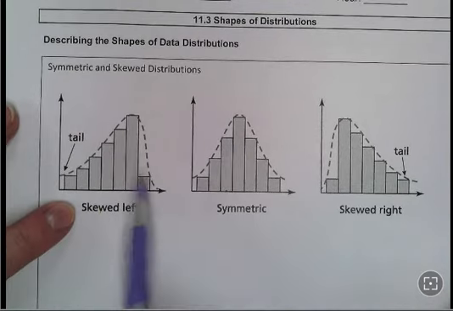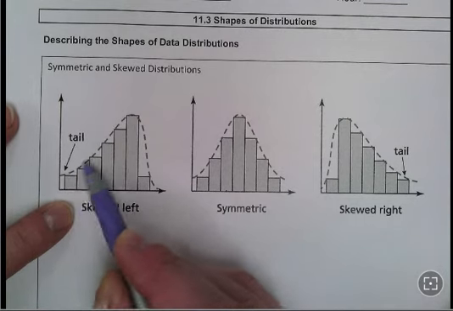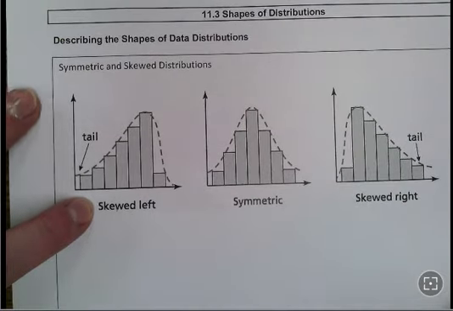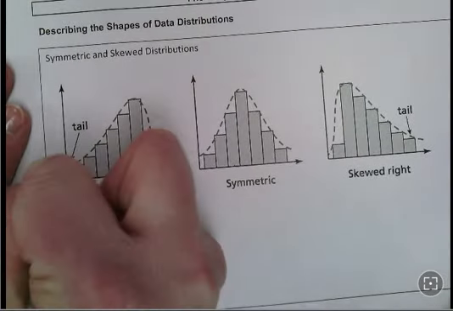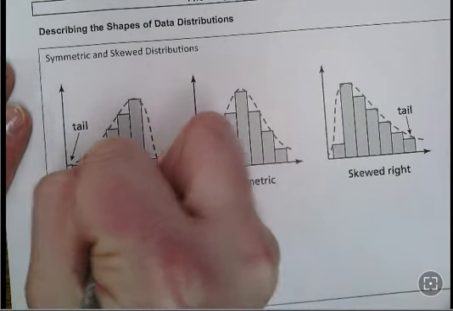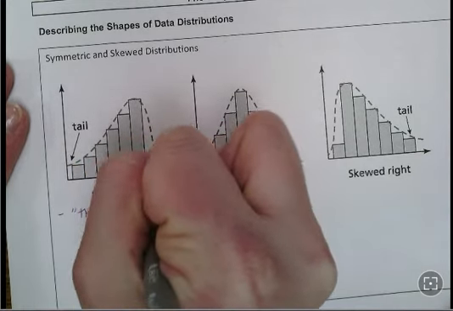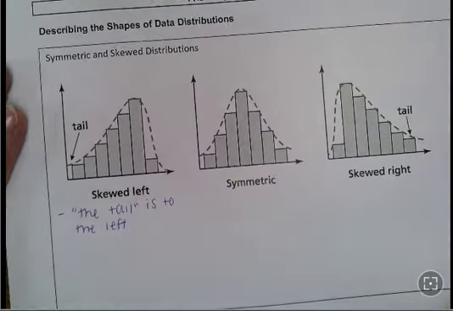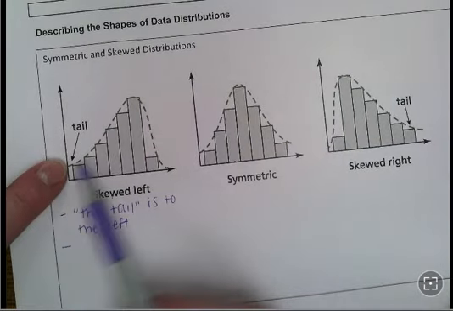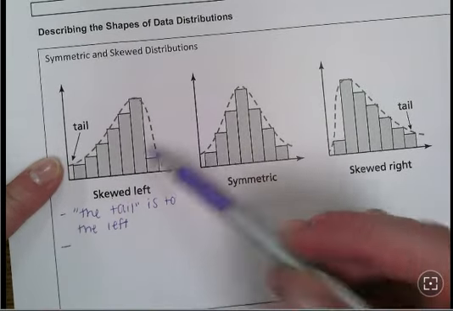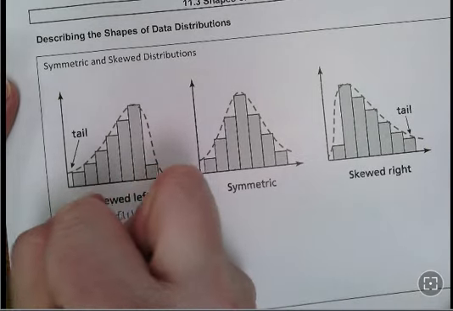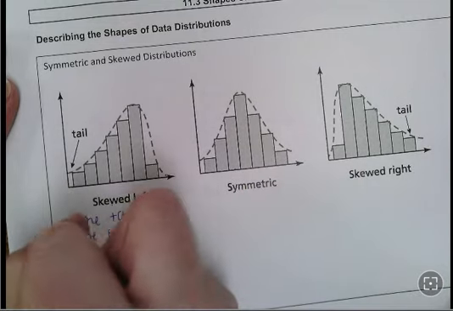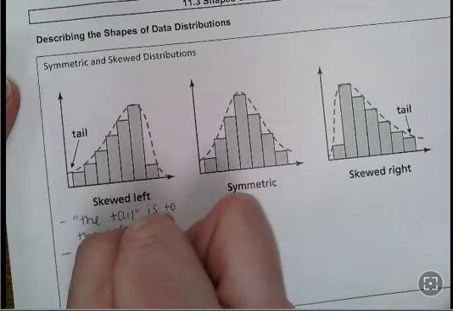If you have a histogram that has a tail end over here on the left, and a lot of the data is over here to the right, that's what we say is skewed left. The way that I think about it is the tail is to the left. Because the tail is over here, that means there's a bunch of data on this side. So we say that most of the data is on the right.